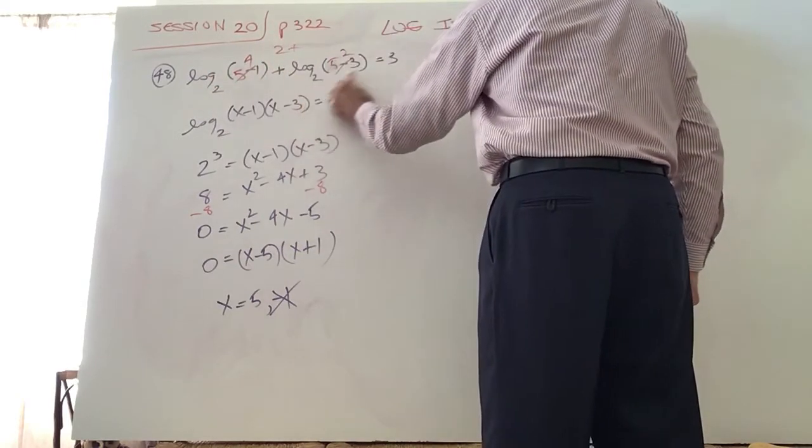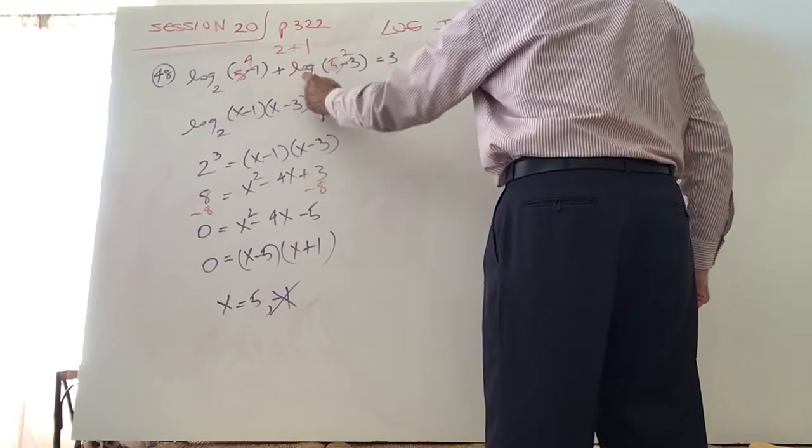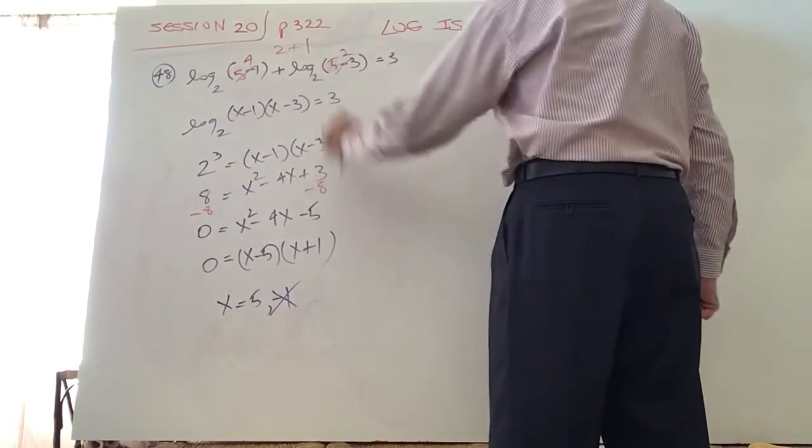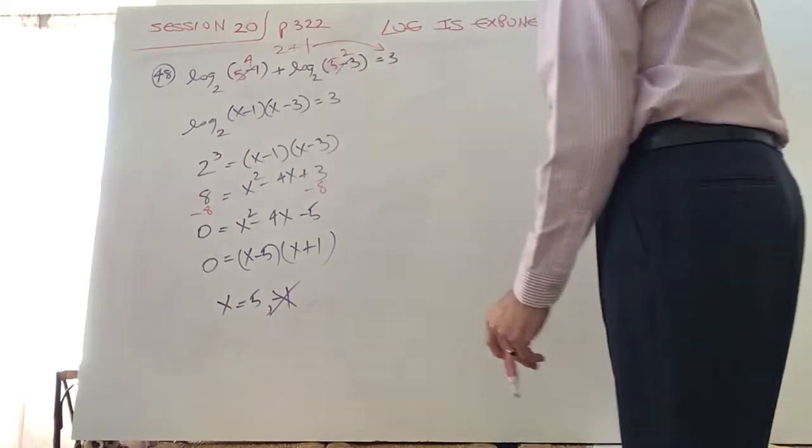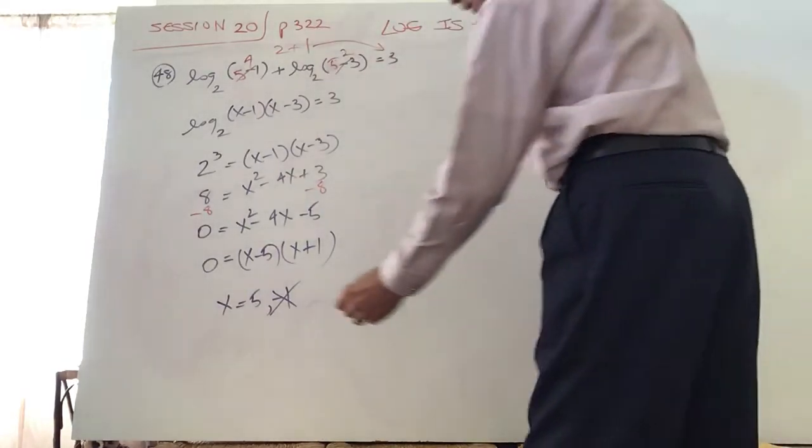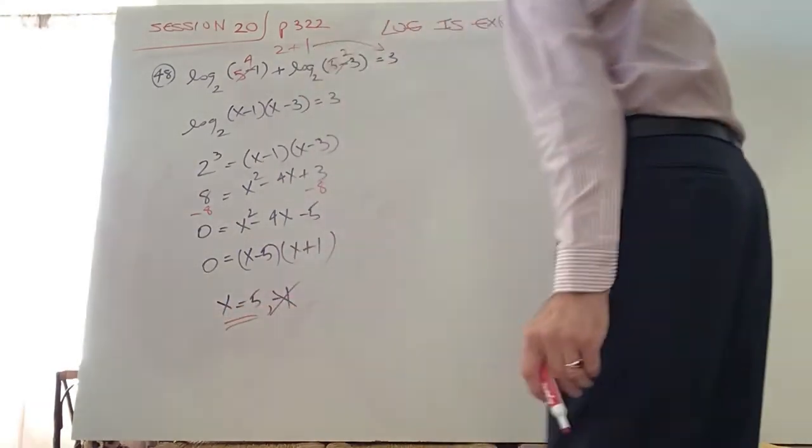And here, 2 to what power is 2? 2 to the first power, or log base 2 of 2 should be 1. And is that in fact 3? Absolutely. Looks like a good answer, okay? So 5 is a nice answer for us for number 48.